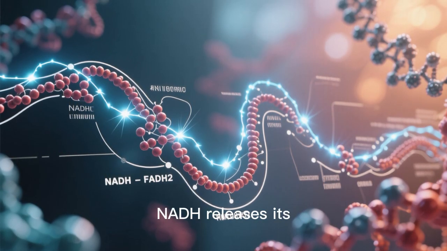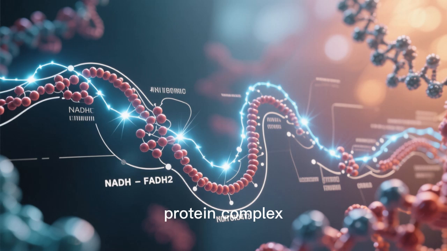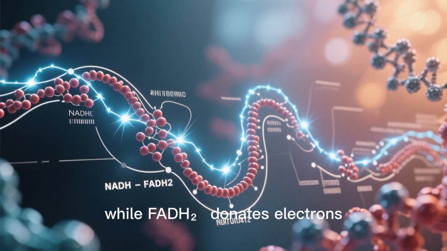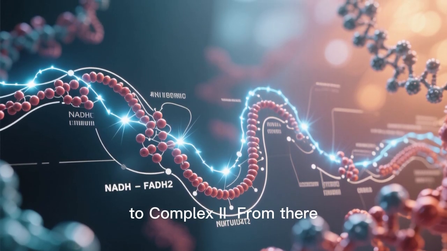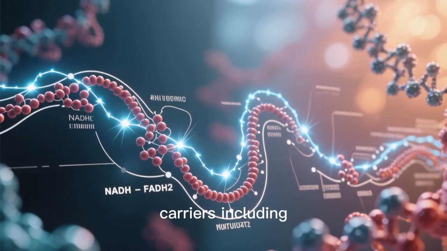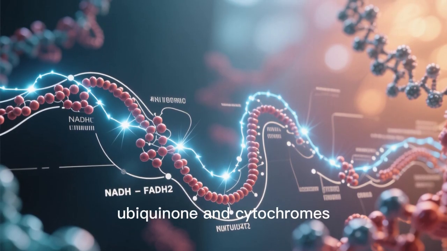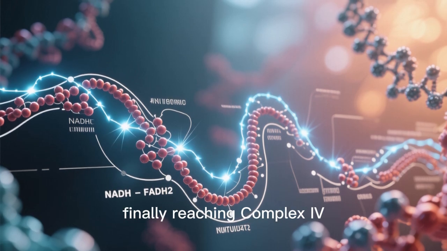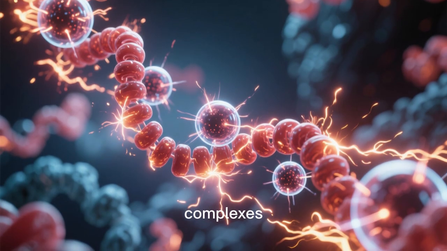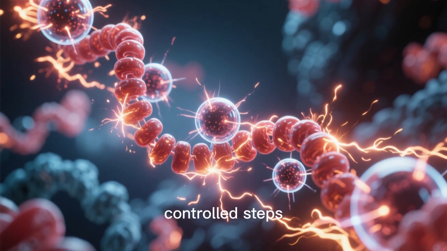NADH releases its electrons to the first protein complex, known as complex I, while FAD donates electrons to complex II. From there, electrons move through a series of carriers, including ubiquinone and cytochrome c, passing through complex III and finally reaching complex IV. As electrons move through these complexes, energy is released in small, controlled steps.